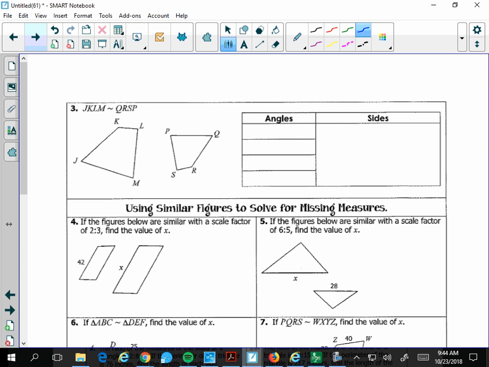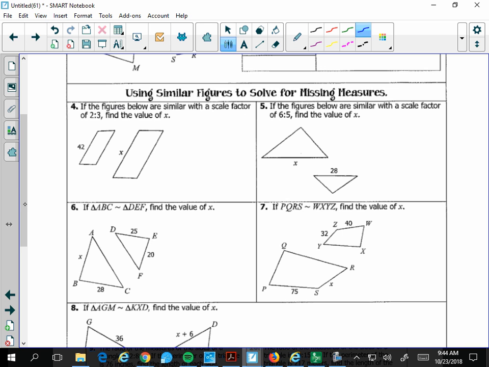Okay? So let's turn the page, and why don't you try this one? And see what you got.